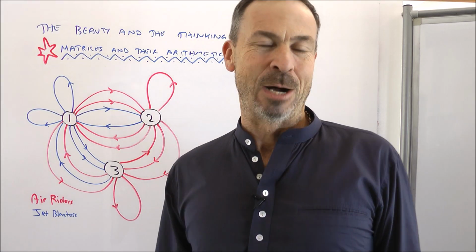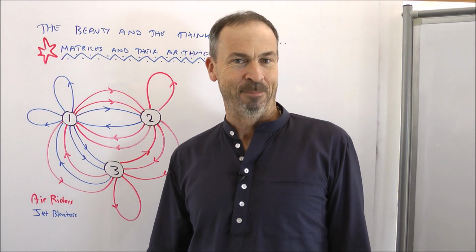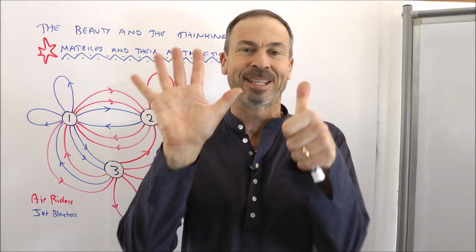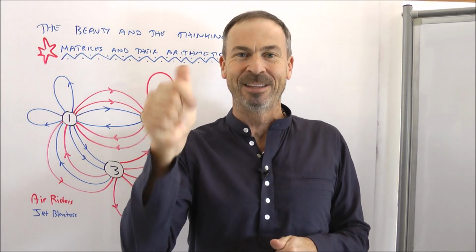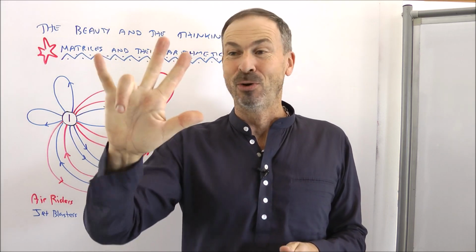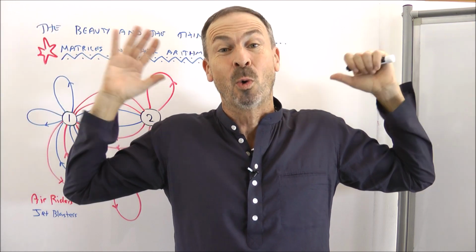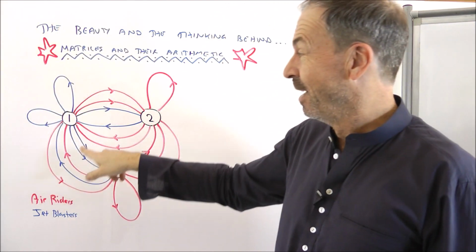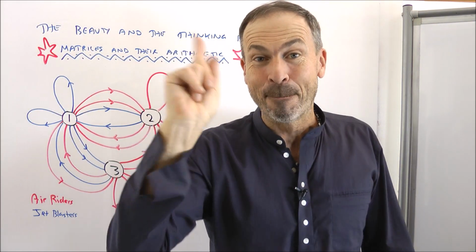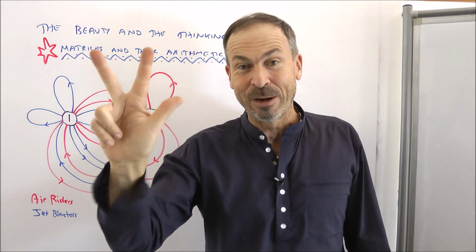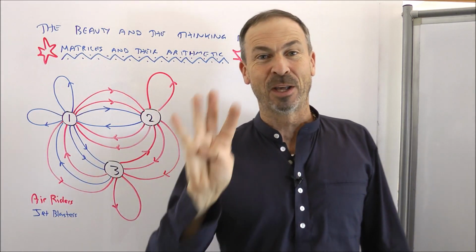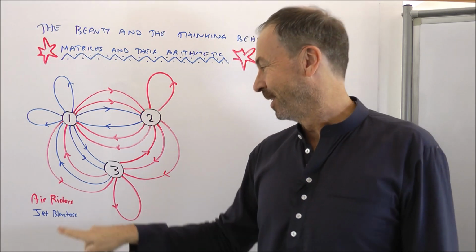So here's my puzzle. I want to count a very complicated journey. For some reason, I want to do a 6-leg journey. I want to ride the red line, the red line, the red line, and then the blue line, the blue line, the blue line. I don't know why I want to do that, but I want to do that. But I want to count all the possible ways I can start from City 1 and end up back at City 1 by riding 3 red lines, Air Riders, followed by 3 blue lines. Whoops, 3 blue lines, Jet Blasters.